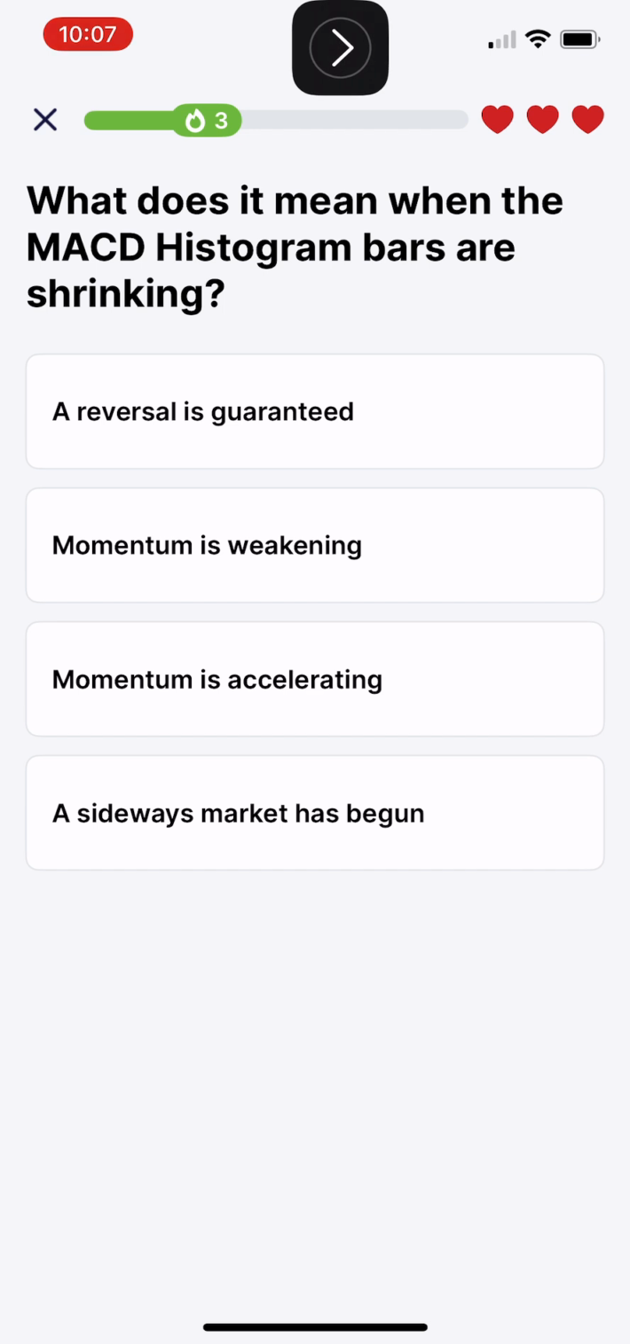Three. What does it mean when the MACD histogram bars are shrinking? A reversal is guaranteed. Momentum is weakening. Momentum is accelerating. A sideways market has begun.